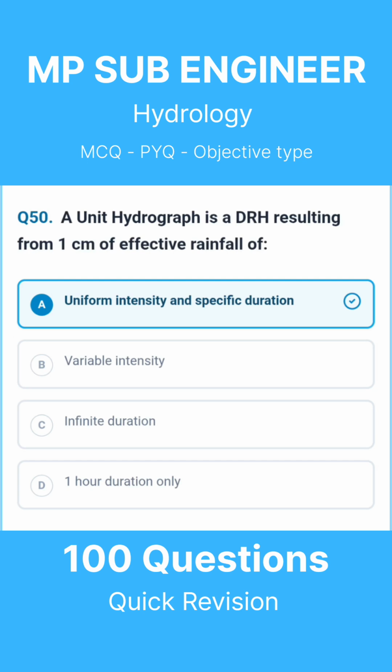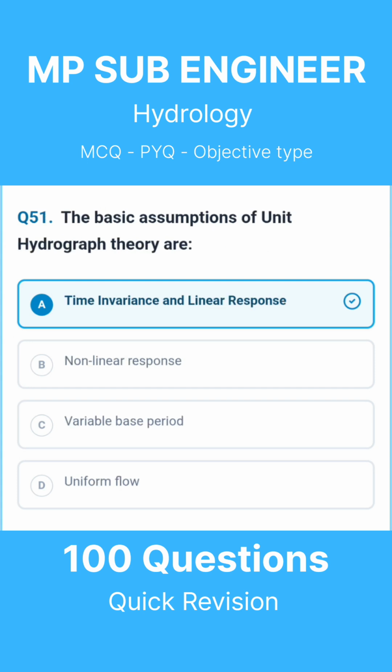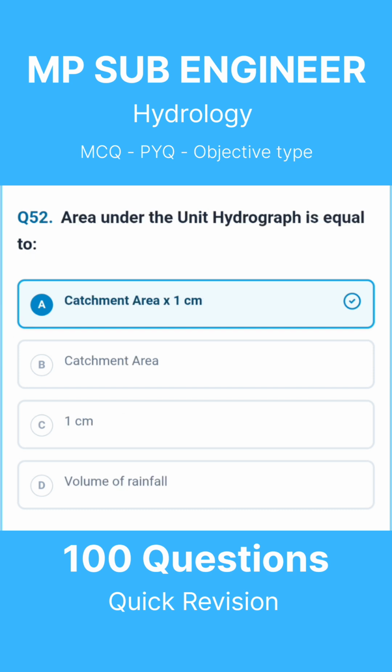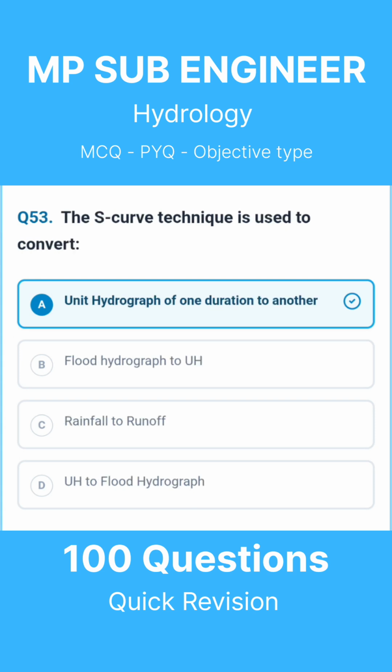Question 50. A unit hydrograph is a DRH resulting from 1 cm of effective rainfall of. The correct answer is uniform intensity and specific duration. Question 51. The basic assumptions of unit hydrograph theory are. The correct answer is time invariance and linear response. Question 52. Area under the unit hydrograph is equal to. The correct answer is catchment area times 1 cm. Question 53. The S-curve technique is used to convert. The correct answer is unit hydrograph of one duration to another.